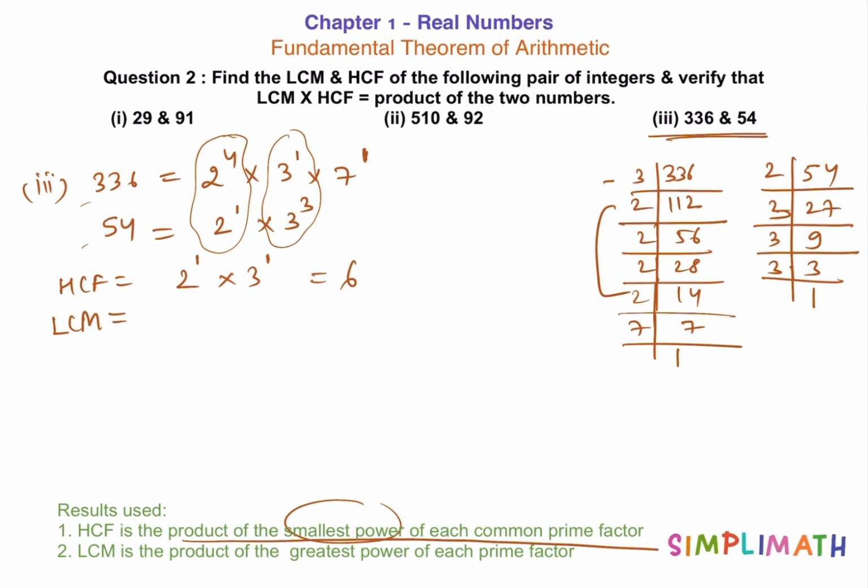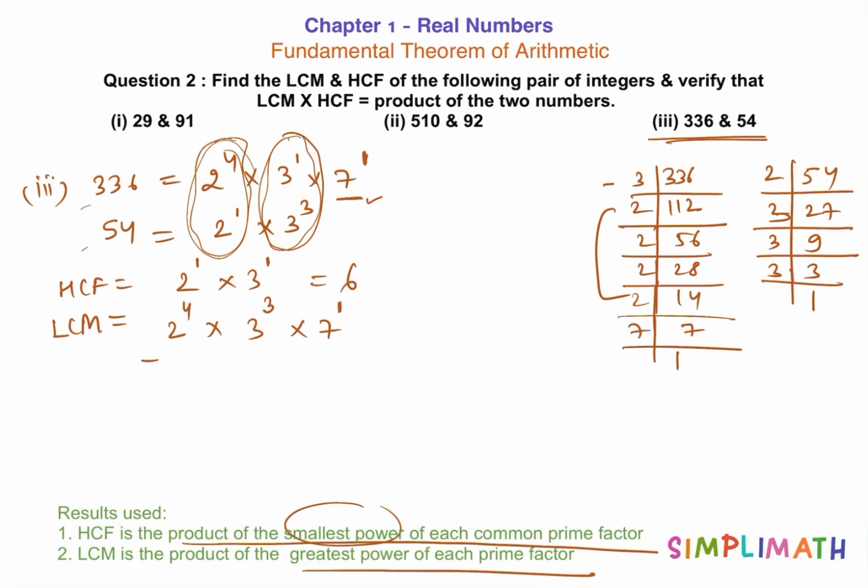Now let's come to the LCM. LCM is the product of the greatest power of each prime factor. So the prime factors over here are 2, 3 and 7. And the greatest power amongst these two is 2 to the power 4. And greatest among 3 to the power 1 and 3 to the power 3 is 3 to the power 3. And 7 is available in only the prime factorization of 336 and not in the prime factorization of 54. So we have 7 to the power 1. Okay, so this can be written as 3024.